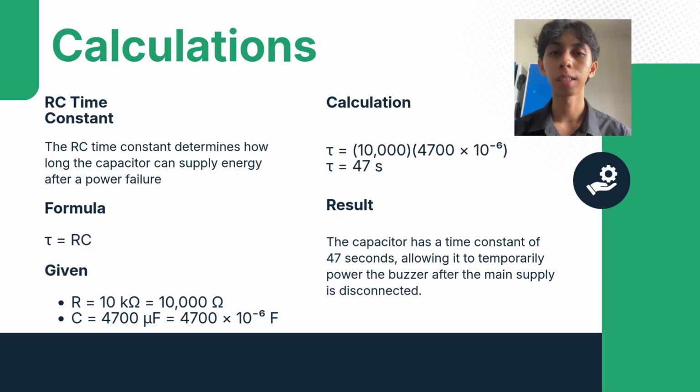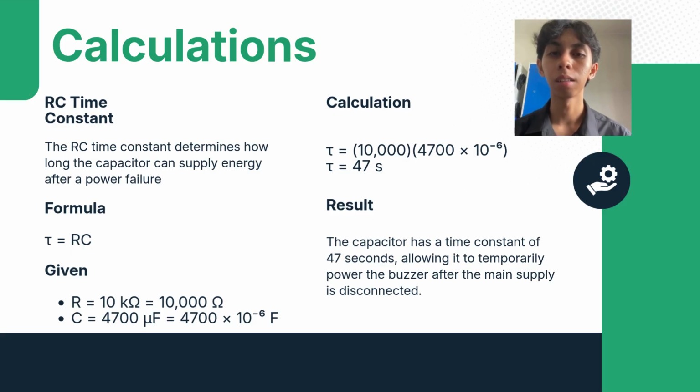Next, I will explain the significance of the calculations for our power failure alarm circuit. The first result is the RC time constant, which is approximately 47 seconds. This value indicates how long the capacitor can continue supplying energy after the main power source is disconnected. In practical terms, it provides enough time for the circuit to respond to a power failure and activate the alarm.